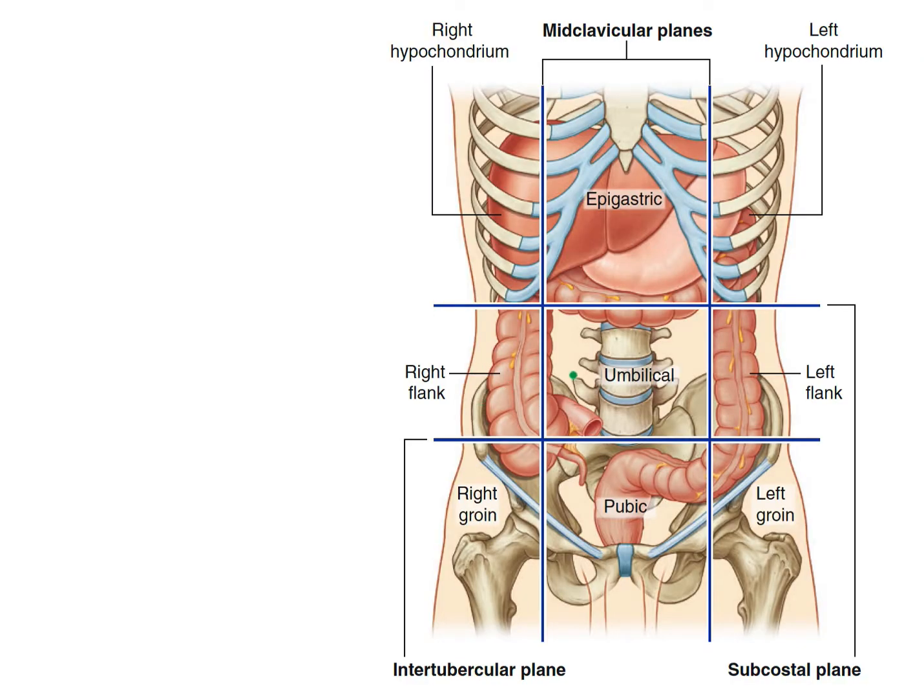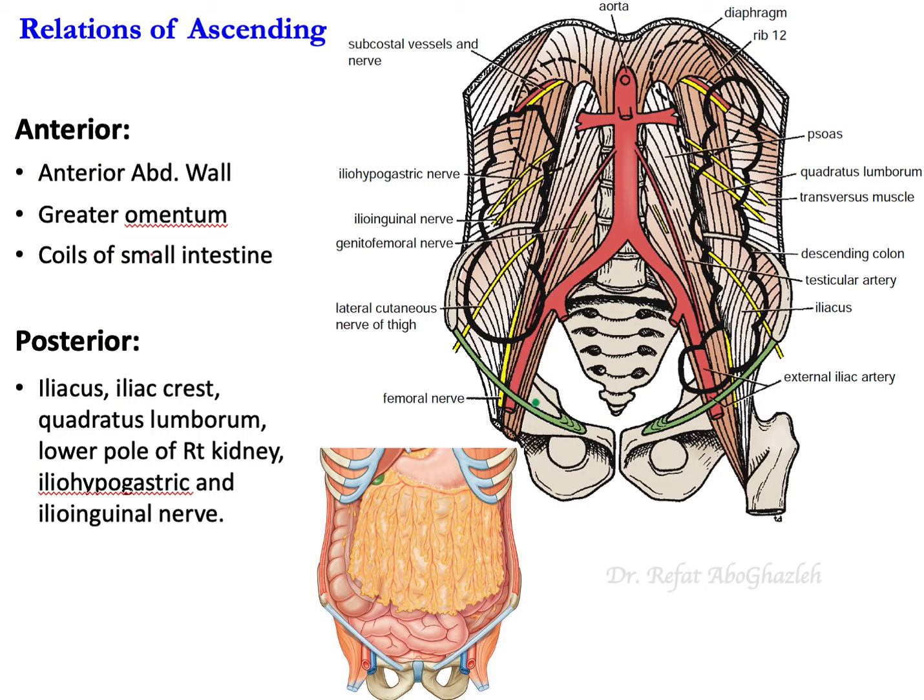So this is just to show you that it's located mainly in the right iliac, in the right lower quadrant. And if you divide it into nine regions, it's in the right flank. Anyway, what's the relation of the ascending colon? Just keep in mind that it's a mirror of the relation of the descending colon. It's a mirror of ascending and cecum.